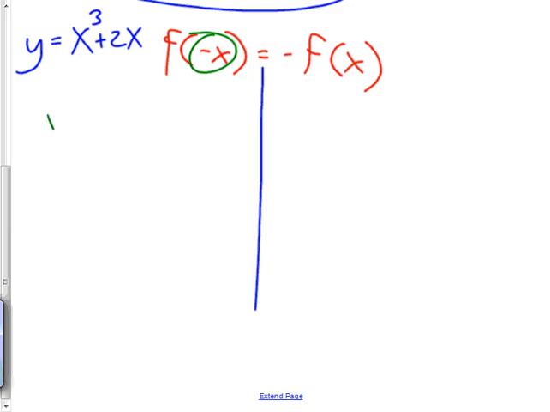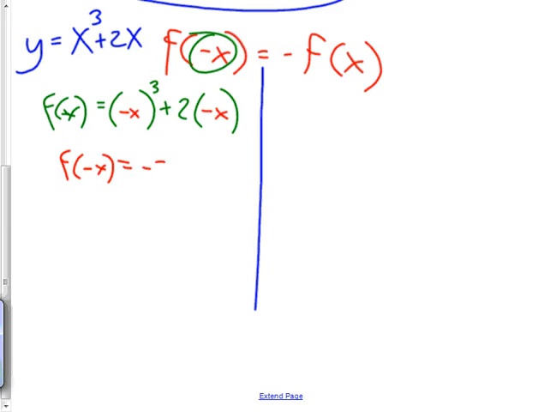So we stick in f of x. Actually, we're doing f of negative x. It will be empty spot cubed plus 2 empty spot. This is so important. Always start with the parentheses. They become even more important on the other side. Then I drop in a negative x, and I simplify it down. F of negative x becomes negative x cubed minus 2x.